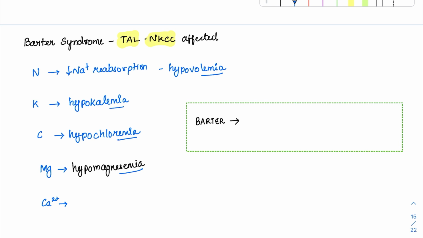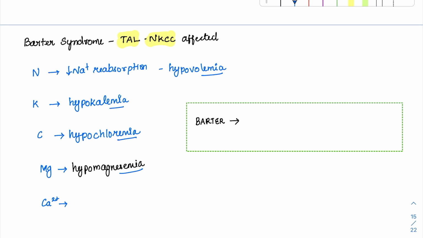Why? Because calcium homeostasis, you will read up in endocrinology, there are various hormones involved in this calcium homeostasis. So here, apart from this mechanism also, even if this calcium is not reabsorbed, the blood calcium can be maintained by other mechanisms. So I cannot write hypocalcemia.